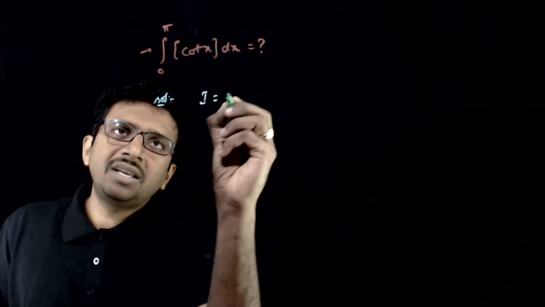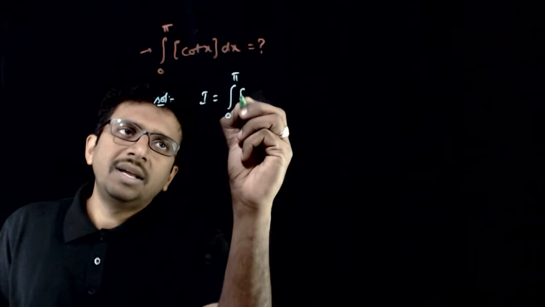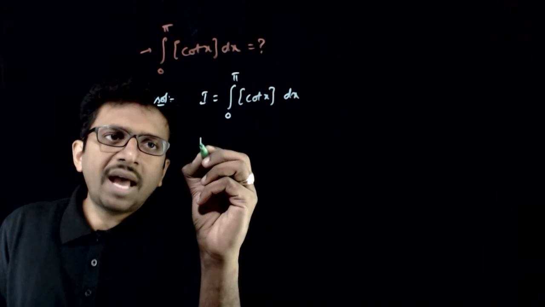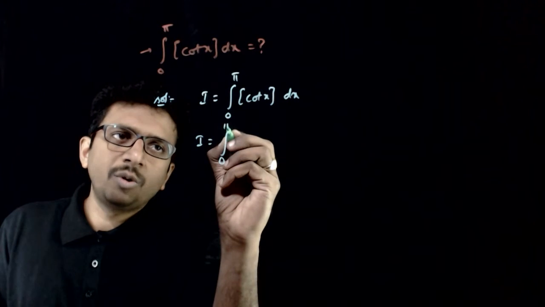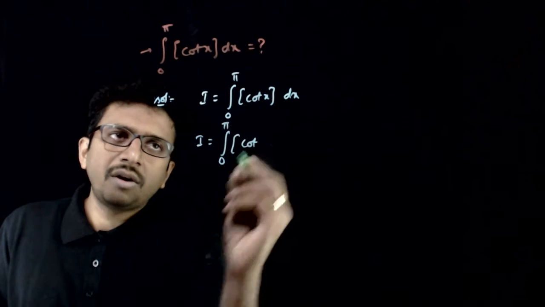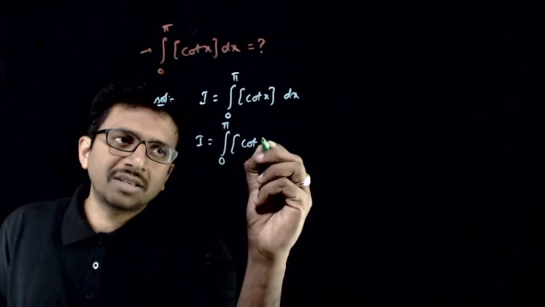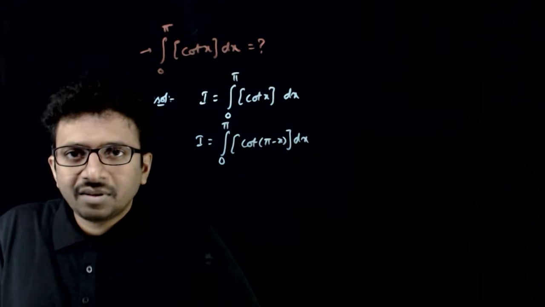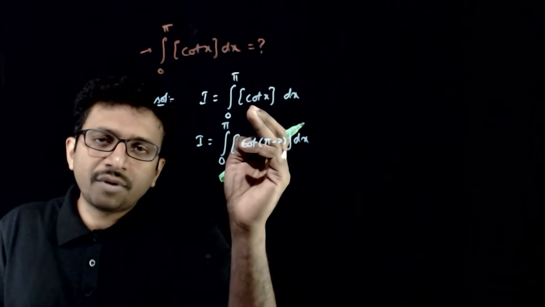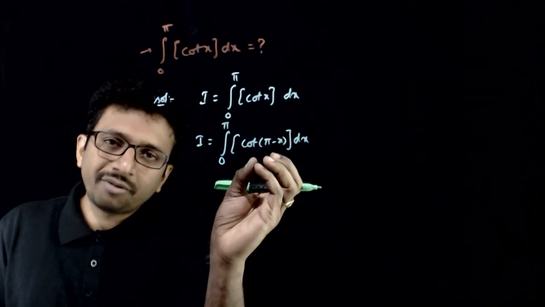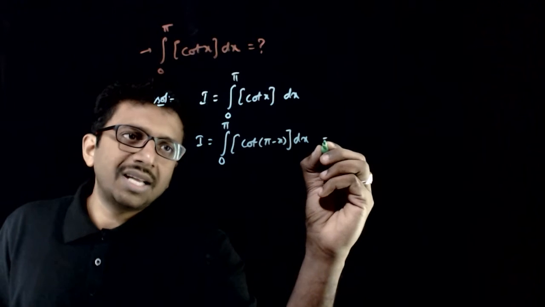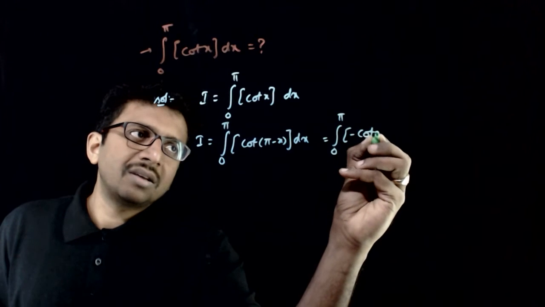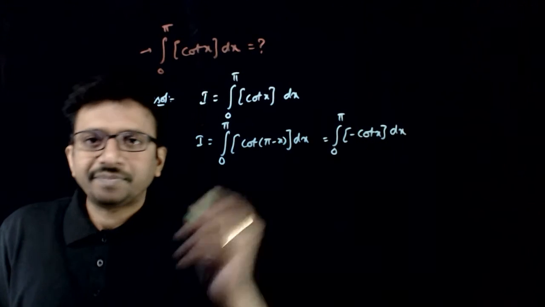So let us say that I is equal to the integral from 0 to pi of the integer part of cot x dx. Now I is also equal to the integral from 0 to pi of the integer part of cot of, in the place of x, I can put pi minus x, dx, right? So if you have the integral from 0 to a of f(x), that is the same as the integral from 0 to a of f(a minus x) dx. That is nothing but the integral from 0 to pi of the integer part of minus cot x dx.